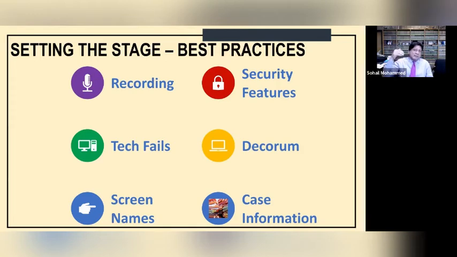Similarly, in a virtual proceeding, the security feature allows you to lock the meeting, which means no one can join that meeting afterward. When do I use this as a judge? I have different layers before I go to the option I call the nuclear option, which is locking the meeting or removing somebody.